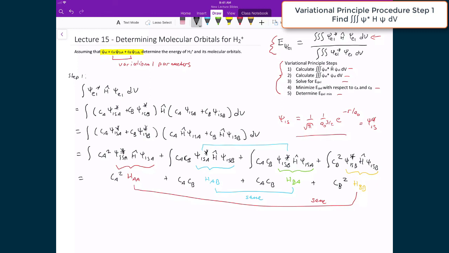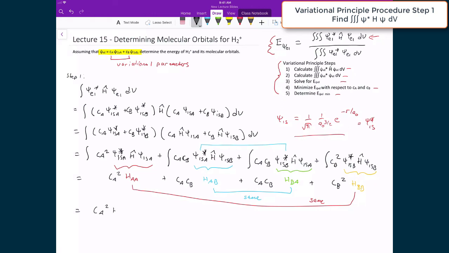And so the upshot of all of this is that if we make HAA equal to HBB and HAB equal to HBA, then we can simplify this expression so that we write all of them as HAA and HAB. Then we have CA squared HAA plus, and we're going to have two terms because again, HAB and HBA are the same. So I've got CACB plus CACB and an HAB, so 2 times CACB HAB. And then finally at the end, if we let HAA be the same as HBB, then we can write CB squared HAA, because instead of it being HBB, we're just going to call it HAA because they're equivalent.